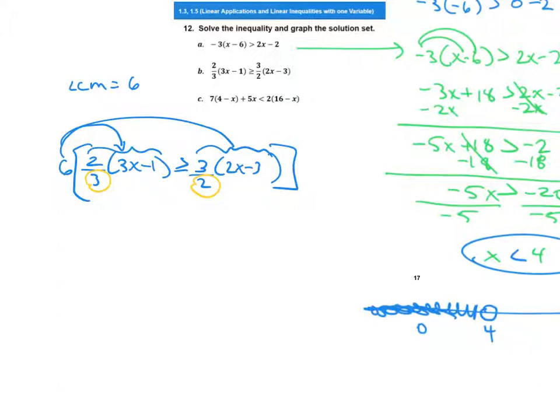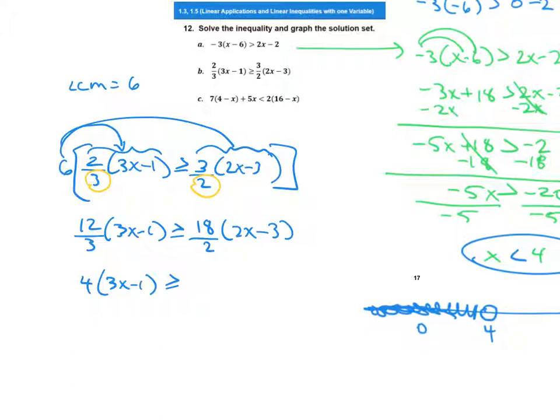And that will multiply by this entire term and by this entire term. So what is 6 times 2/3? That's 12/3 times 3x minus 1 greater than or equal to 6 times 3/2 is 18/2 times 2x minus 3. So 12/3 is 4, so I'm going to multiply that by 3x minus 1. 18 divided by 2 is 9 times 2x minus 3. And I just need to distribute both sides, so that'll be 12x minus 4, and that'll be 18x minus 27.